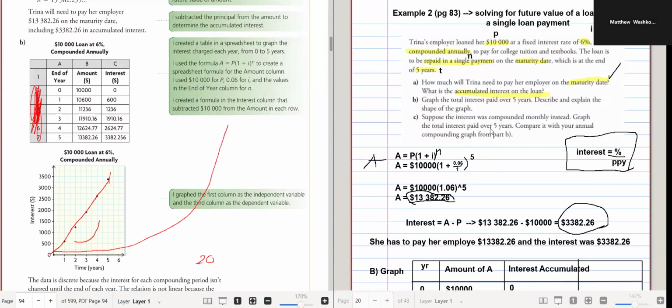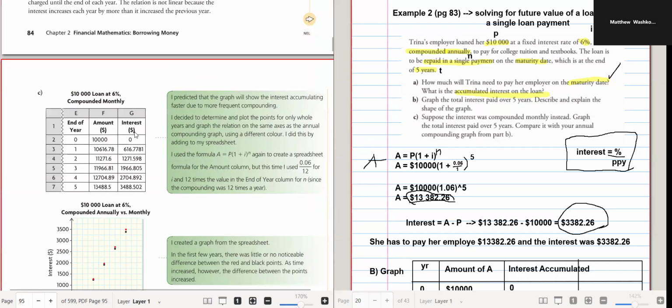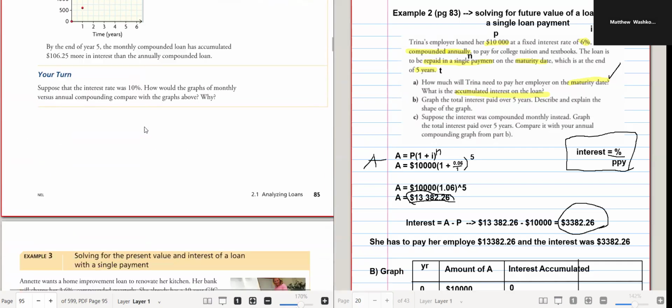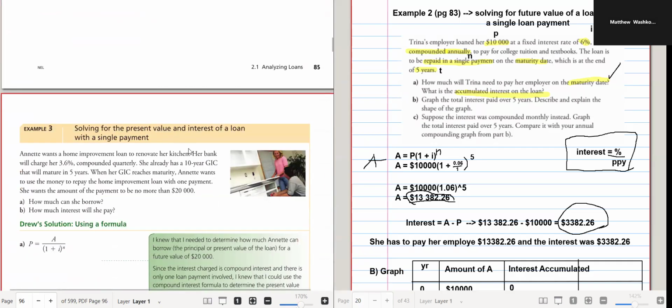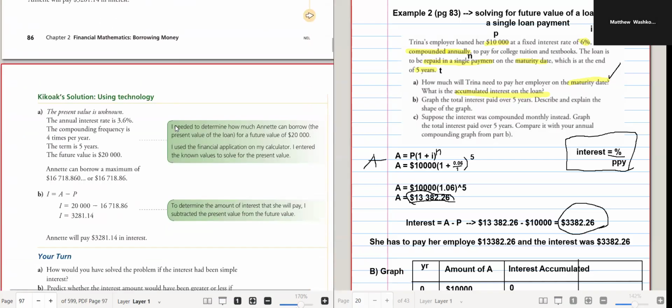Question C asked us, suppose the interest was compounded monthly instead. I don't want to deal with that in this case. We know how to do a graph. That's just busy work in this case. Solving for a future present value with a... You guys, I think, are able to do that.